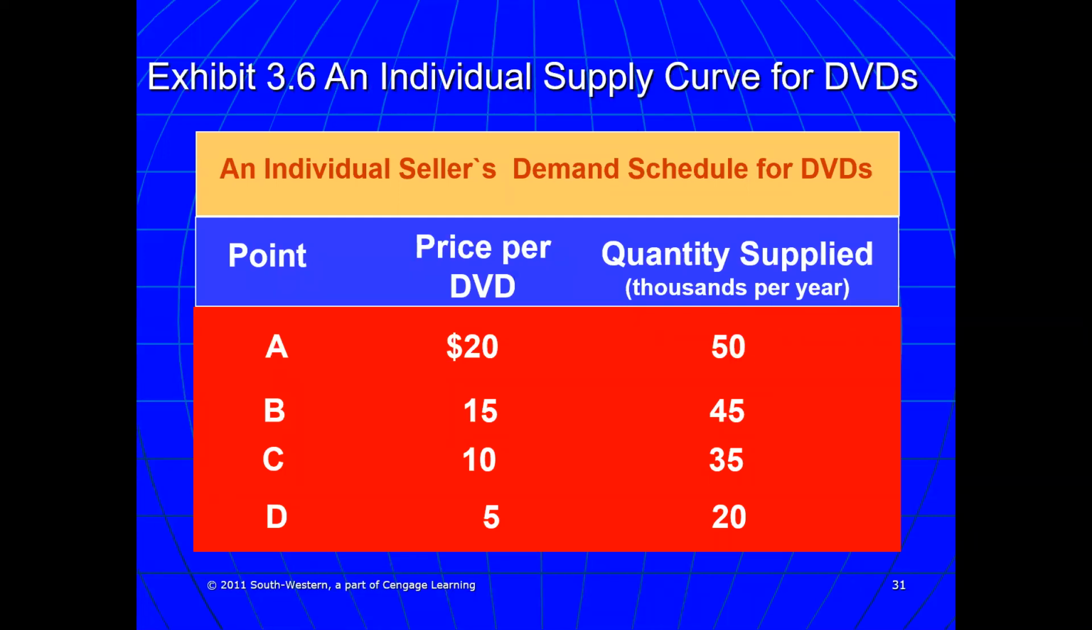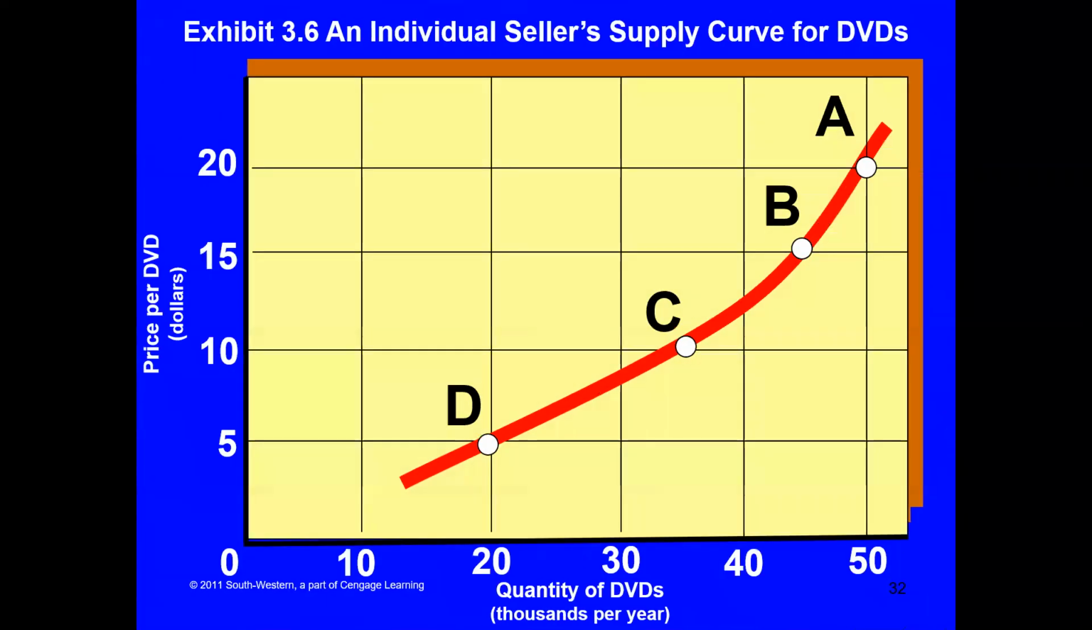Here's some data that we are going to plot and come up with a supply curve. So again, we've got price per DVD on the vertical axis, quantity on the horizontal axis, and look, supply goes up. It shows that direct relationship between price and quantity. Remember, demand went down, but supply is going up.